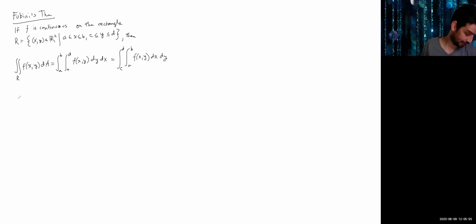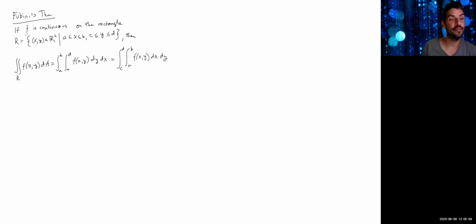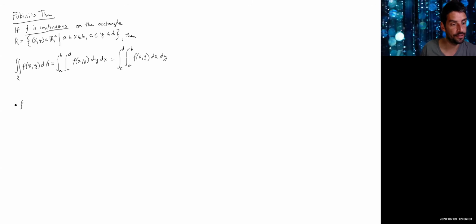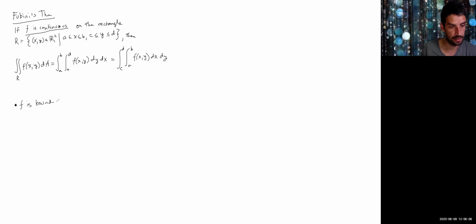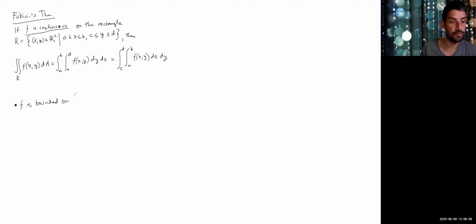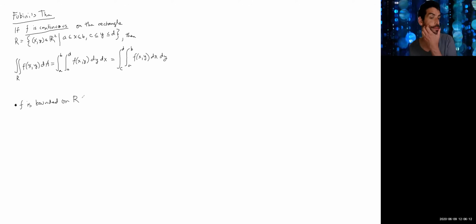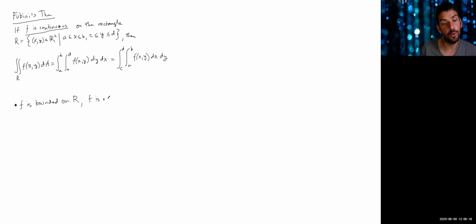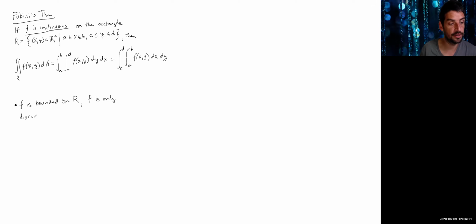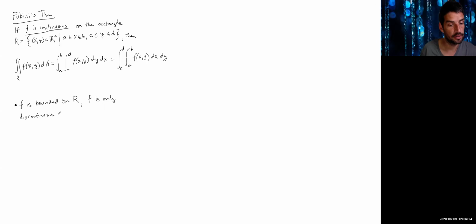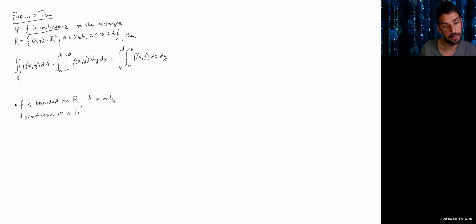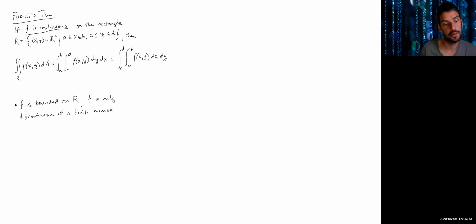And in fact, we can generalize this slightly more. Instead of f is continuous, all we really need is that f is bounded on R, meaning there's an absolute maximum and minimum value on R, and f is only discontinuous at a finite number of smooth curves.